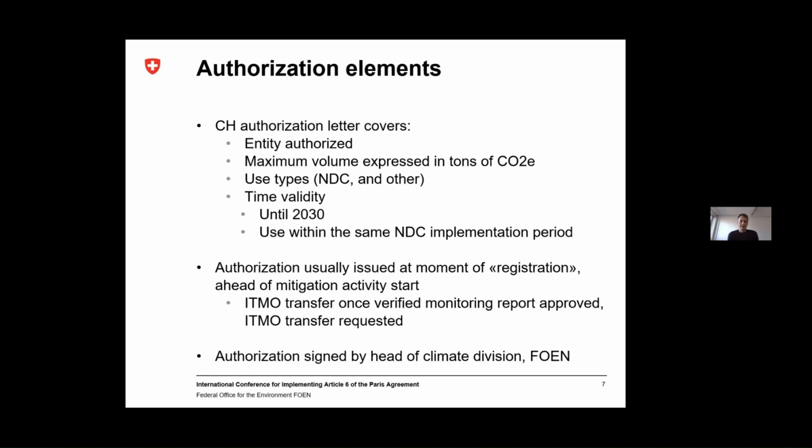And then just finally, because I just heard about the level: some authorization statements are signed by ministers. In our case, this decision is made on the director level across these different entities, but then the authorization is signed by the head of the climate division in the ministry where I work. And that's all from my end.